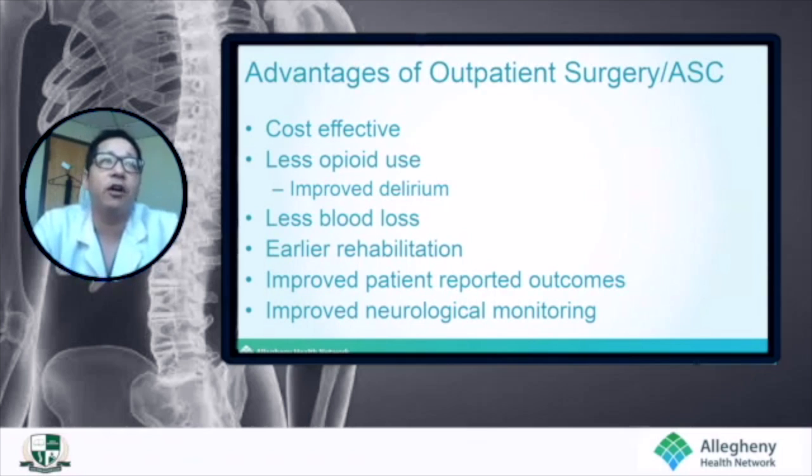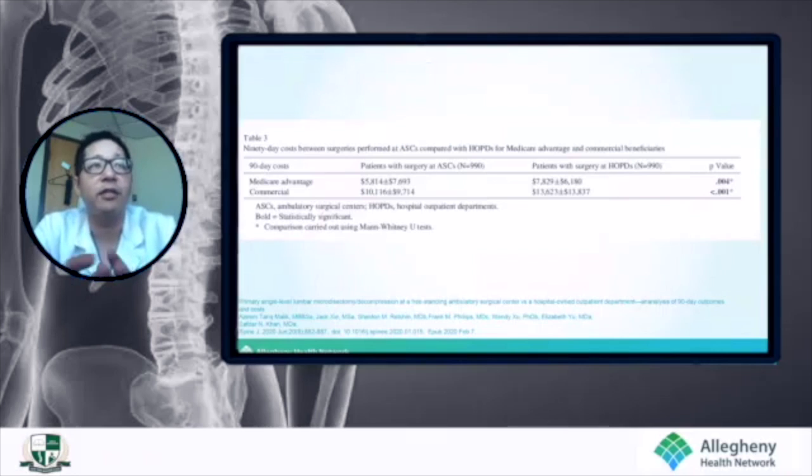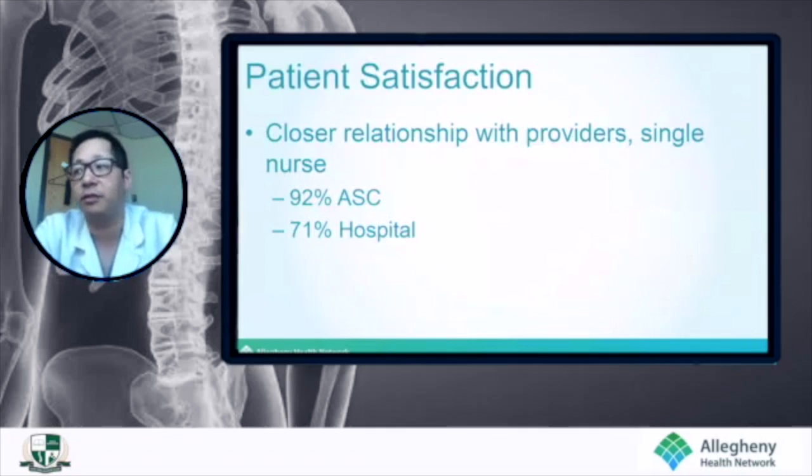In terms of the cost savings that you get from ambulatory surgery centers, there is a $140 million annual savings from ambulatory surgery centers, and a 50% decrease when you compare to inpatient costs. Very obviously data proven that ambulatory surgery centers do bring decreased costs, especially even compared to hospital outpatient departments.